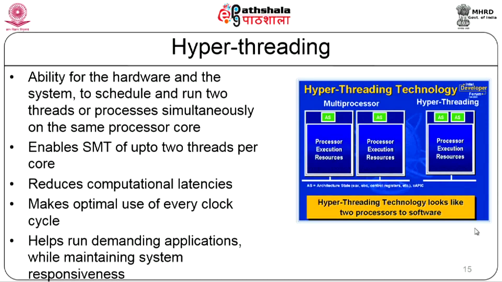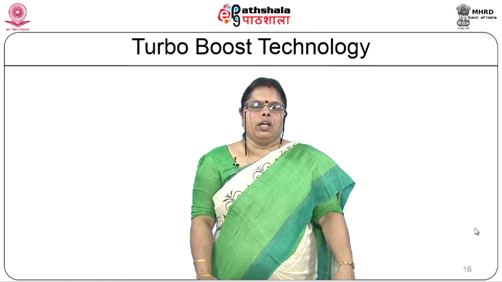Simultaneous multi-threading is a concept that we have already looked at. So, hyperthreading is basically using this concept. Hyperthreading technology looks like 2 processors to software. Though you actually have only 1 core of execution, there are logically 2 threads of execution per core. And when you have 4 processors, you have 8 threads of execution.